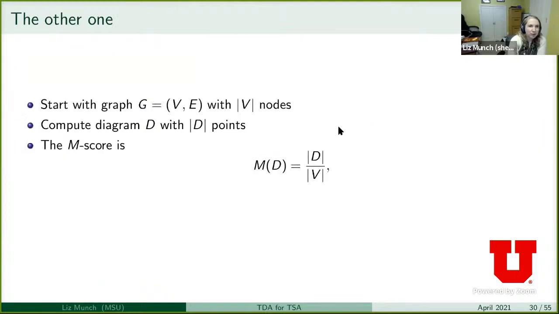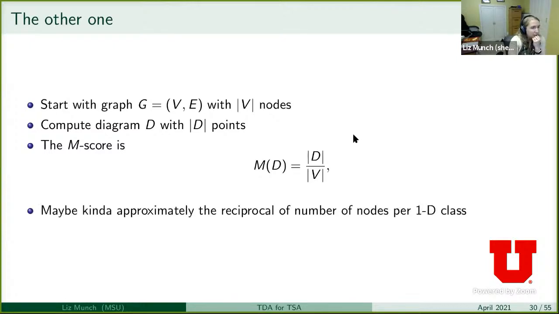I call this one the other one because we've got a lot of pictures with it. I'm not sure I like it because I don't have a lot of theoretical justification for it, but here we are. So I can start with a diagram that has D off diagonal points and compute this M score, which is the number of off diagonal points divided by the number of your original vertices. So it's sort of related to the reciprocal of the number of nodes per one-dimensional class on average, but it's a little bit fuzzy. In any case, I've got it on a bunch of pictures, so I want to make sure it's in here.